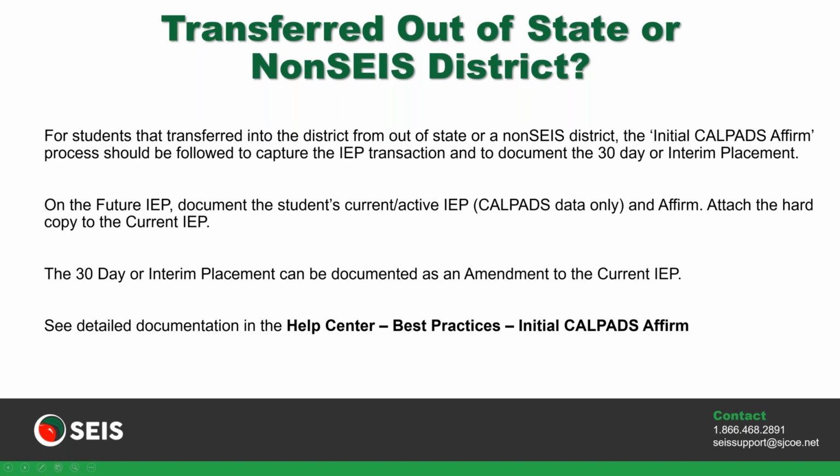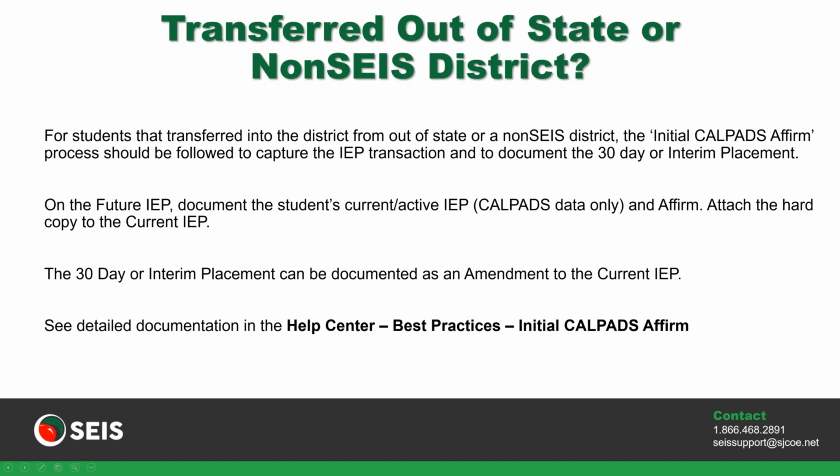That's it. So if it means that you have to do that initial CALPADS Affirm by entering that data onto the future IEP of their last placement, affirming, now you have that IEP transaction, and then doing that 30-day or that interim as an amendment to that IEP transaction, that is okay, because you have that IEP transaction now, and if that amendment for some reason is not reportable, you still have that needed transaction.